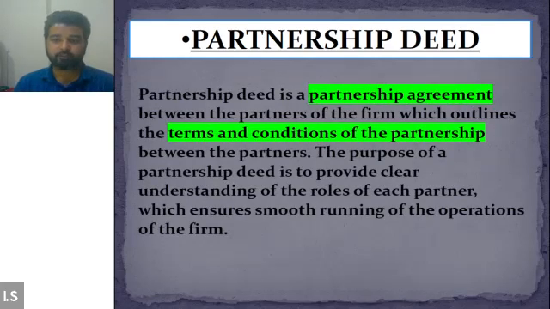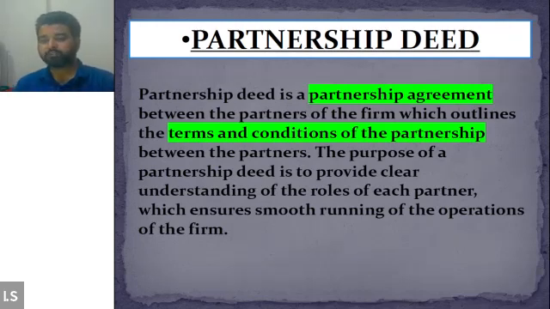All right. So a partnership deed is a partnership agreement between the partners of the firm which outlines the terms and conditions of the partnership. So why do we make a partnership deed? Why is there a need to prepare a partnership deed?